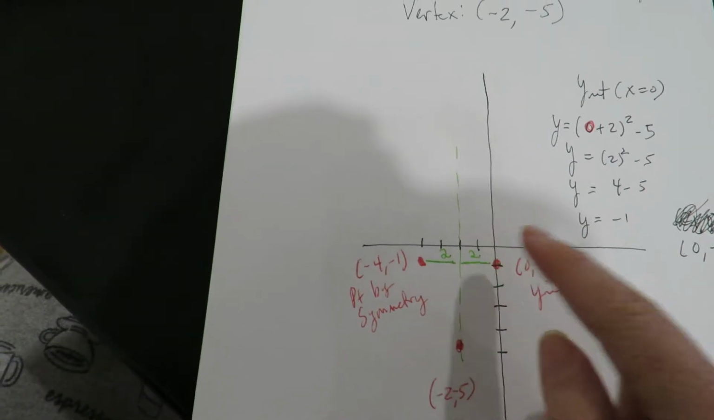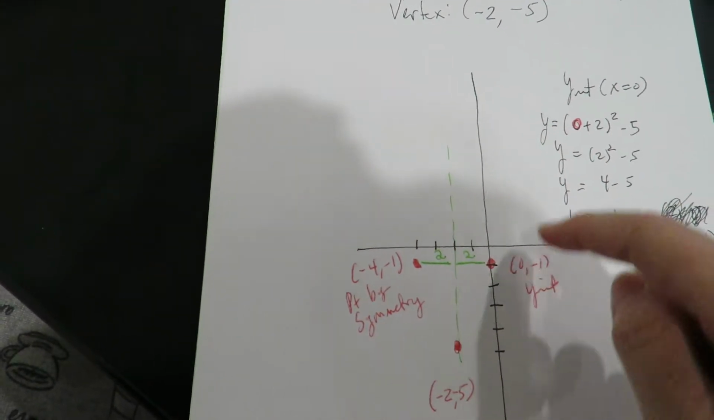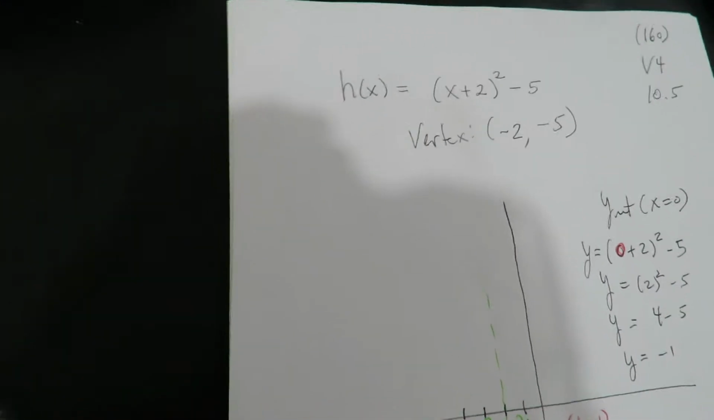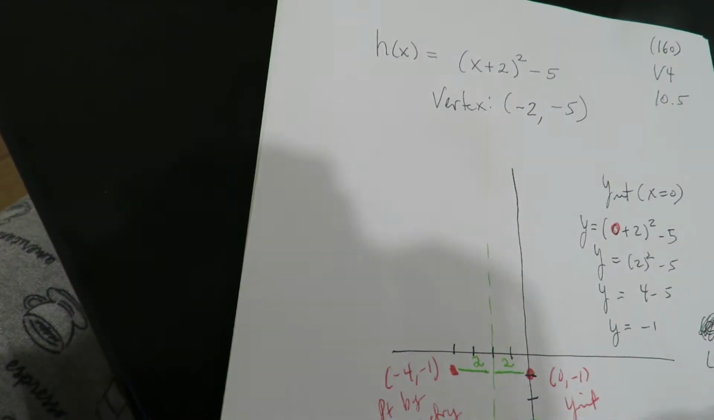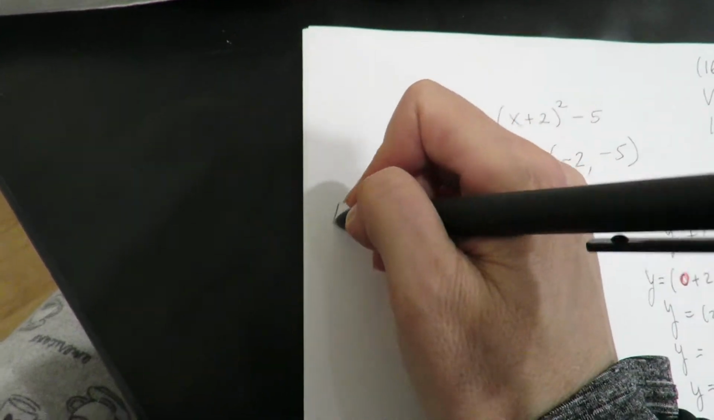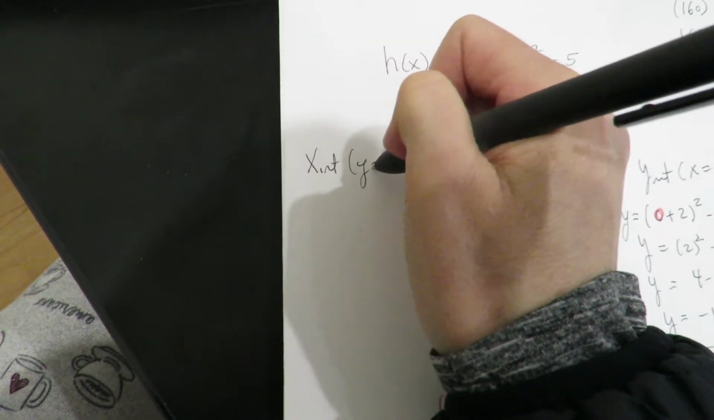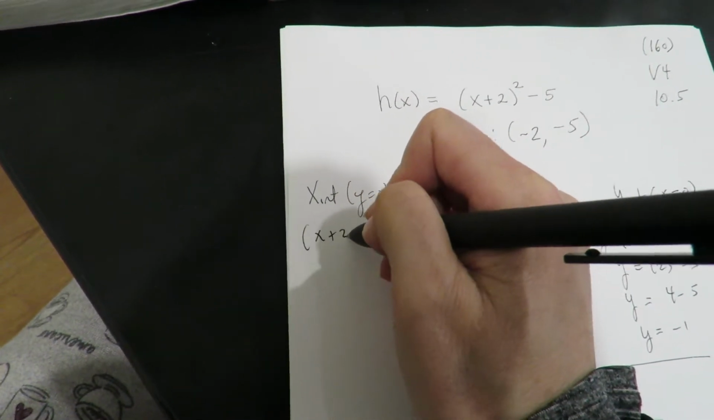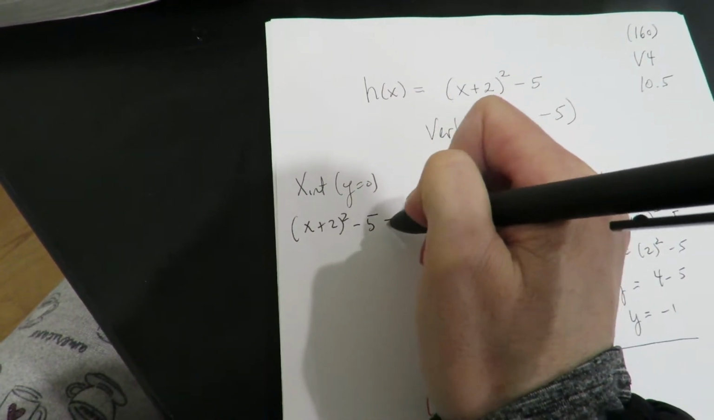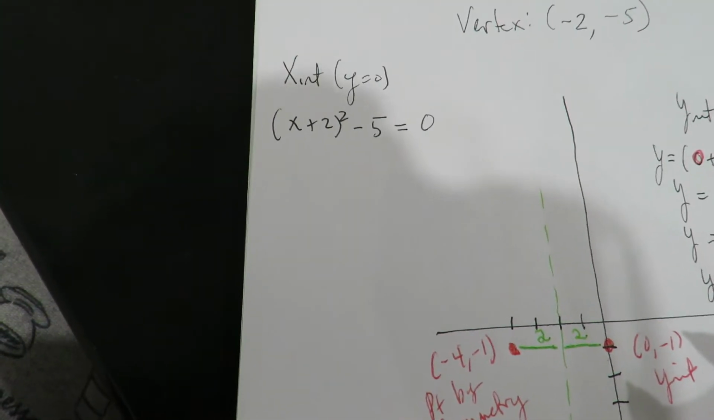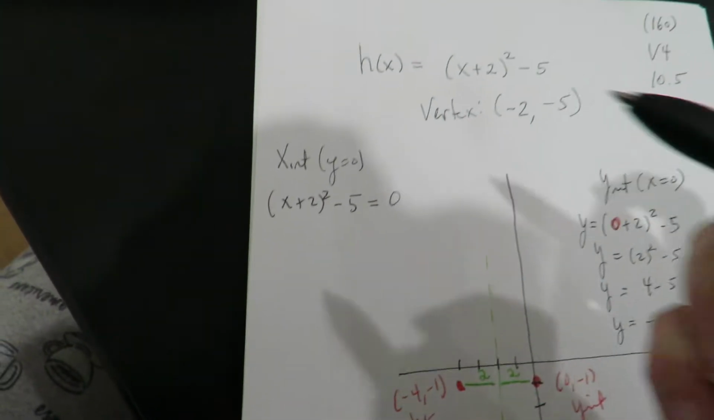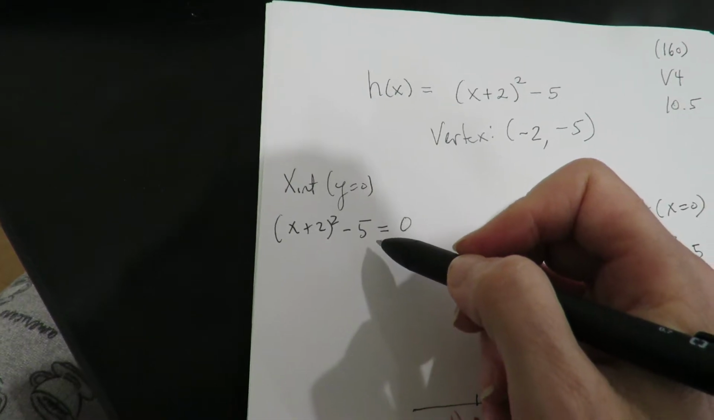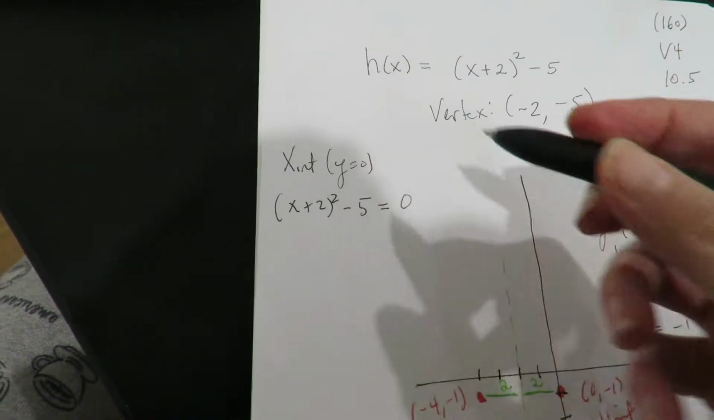Okay, so now let's find the X-intercepts, because this graph is going face up. So X-intercepts, now we're going to let the y be 0, and we're going to solve for that. (x plus 2) squared minus 5 equals 0. Just a reminder, when you have something squared and a constant, you want to use the square root method.